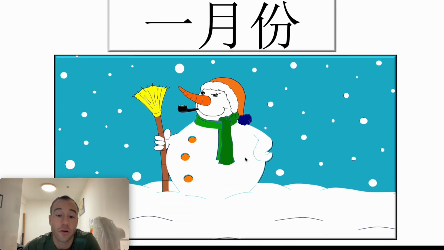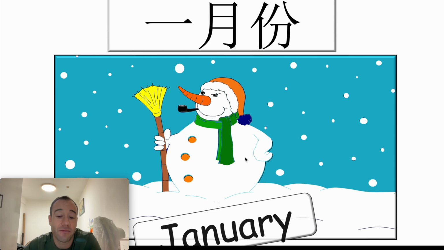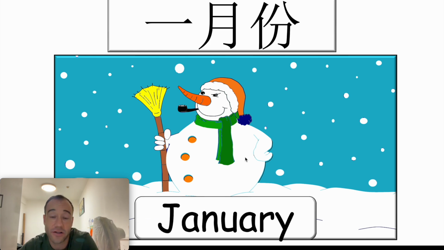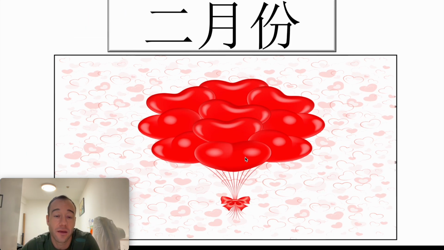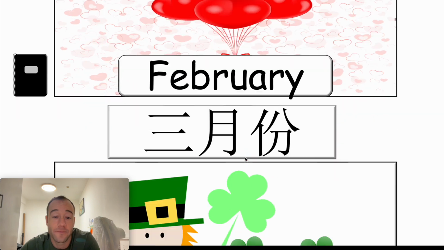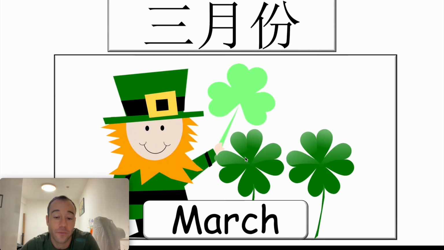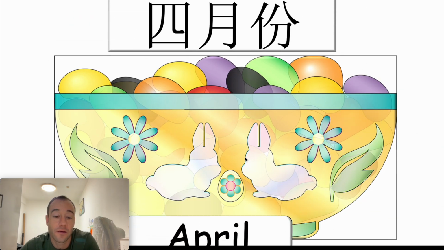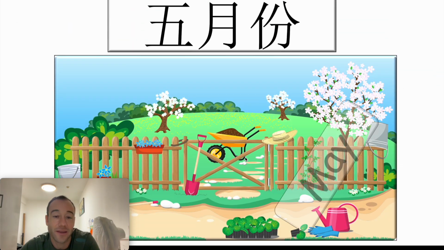So go through each one by one and have them first raise their hand and tell you if they know them, and then write them down in their notebook, and then practice their pronunciation, of course. So January, February, March, April, May. Obviously, you guys know these, right?